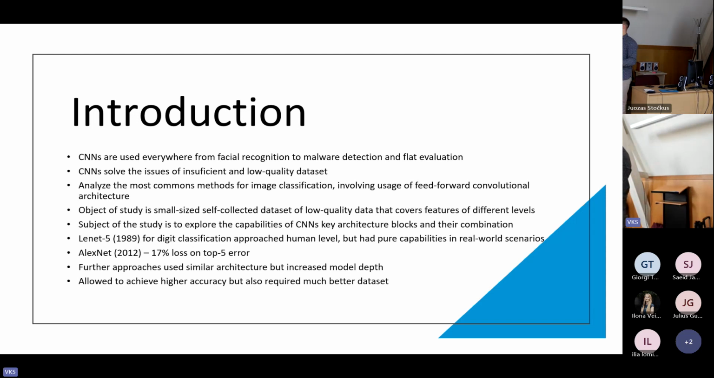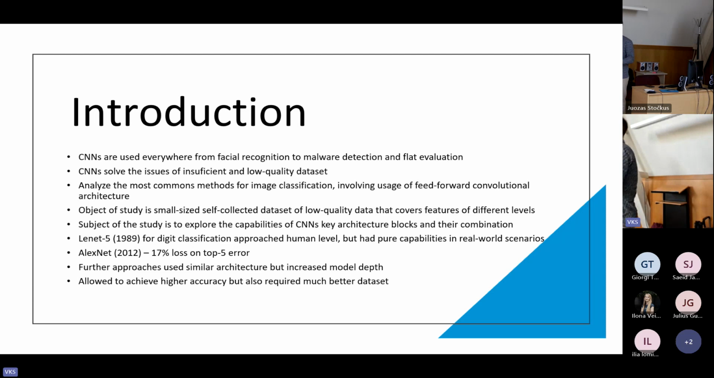Despite looking different to other image classification approaches, CNN addresses the issues of insufficient quality or insufficient amount of photos in the dataset. In this report, I will analyze the most common methods for image classification that involve usage of feed-forward convolutional network. The object of the study is a small-size self-collected dataset. I collected it on my own, and there are different classes, where different classes represent features of different levels. The subject of the study is to explore the capabilities of the network overall, of key architecture blocks and their combination.